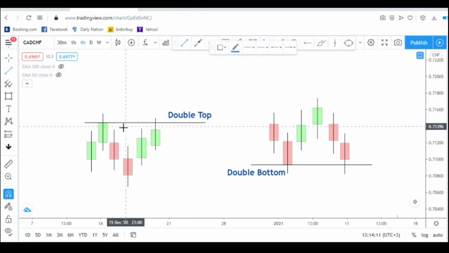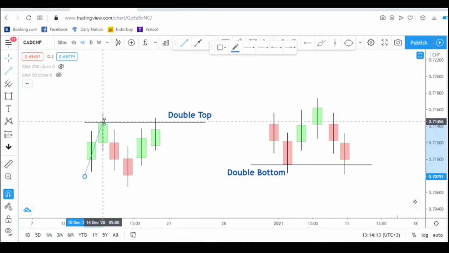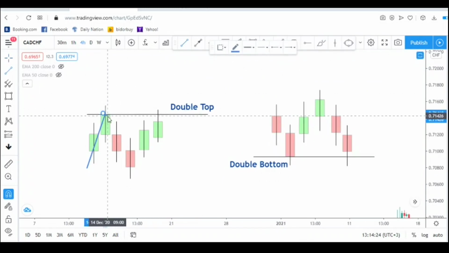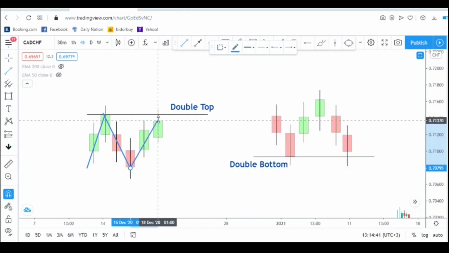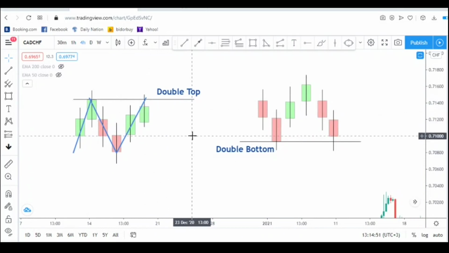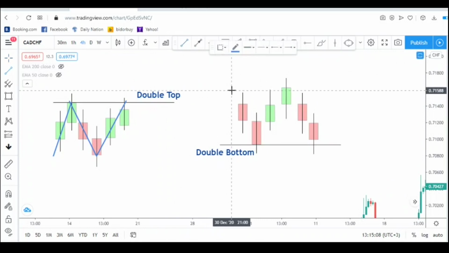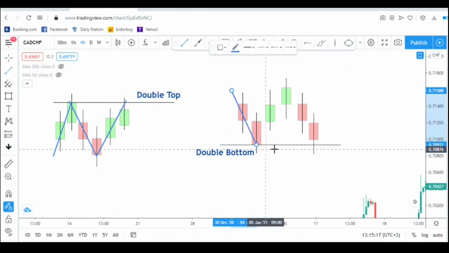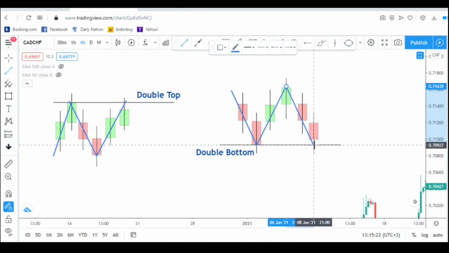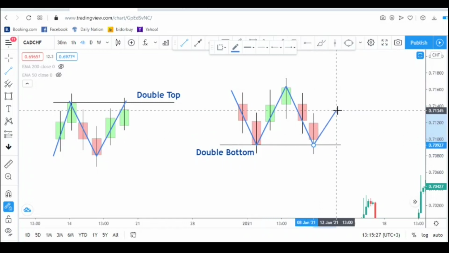For the case of the double top, we have a market that came to this level. Let me increase the size. Then gets rejected for the first time and then came back to this same level. And if this market gets rejected again at this level, this qualifies to be the double top. Similarly, we have a market that came to the support level, got rejected, and came back again to this same support level. And if this market gets rejected here for the second time, that qualifies to be the double bottom.